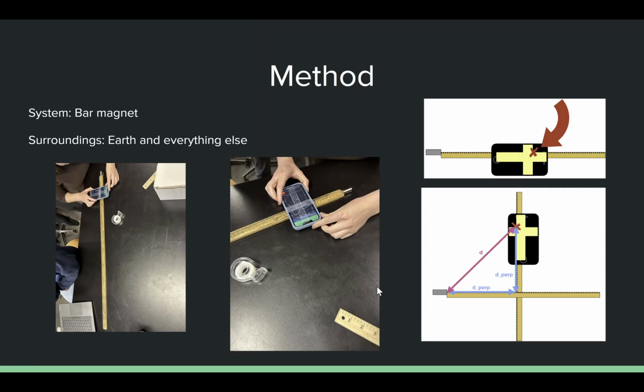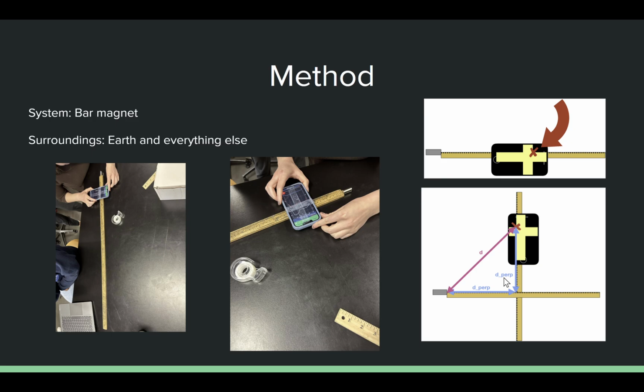So the method is pretty simple. We put a bar magnet on the table. We put a meter stick parallel to the bar magnet's length. We accounted for magnetic north, and then we found the magnetic field at distances parallel and perpendicular to the bar magnet's length using a magnetometer. We also found the magnetic field at a location 45 degrees from the bar magnet.